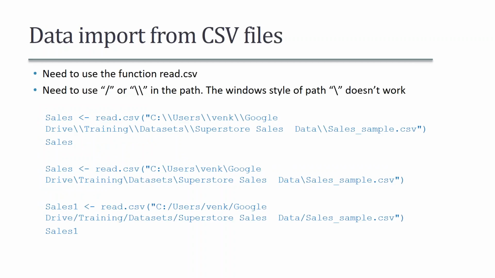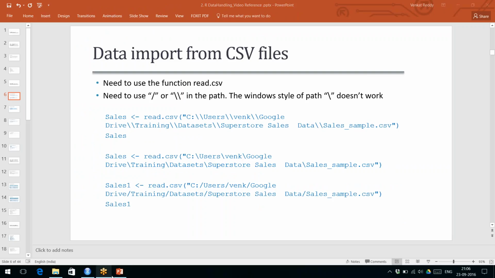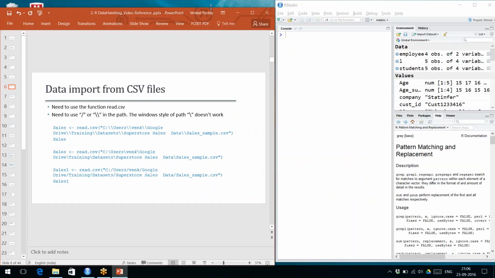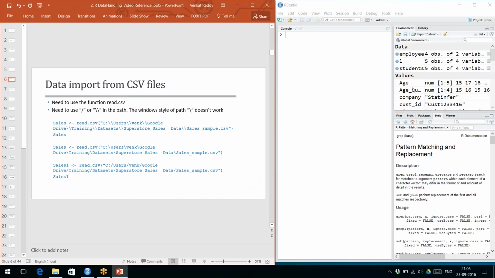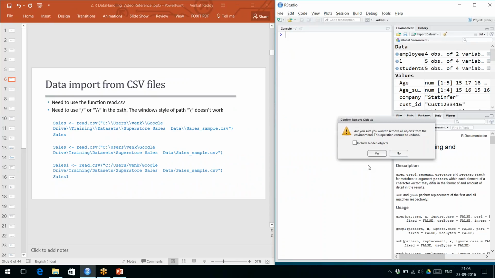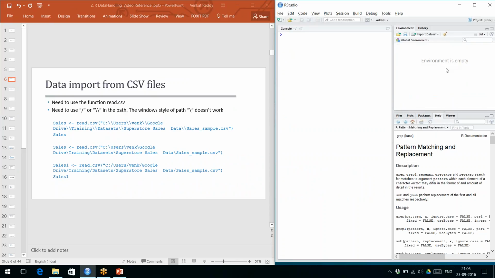There is some good news here. Data importing within RStudio can be done very easily because there is a direct shortcut for importing the data. I'm just cleaning out my whole environment. The way I do it is, there is a small broomstick here. We can use that, so I just cleaned everything. Now I'll import a data set directly. You just need to click on this and select the data. Let us say I want to import this superstore sample CSV.